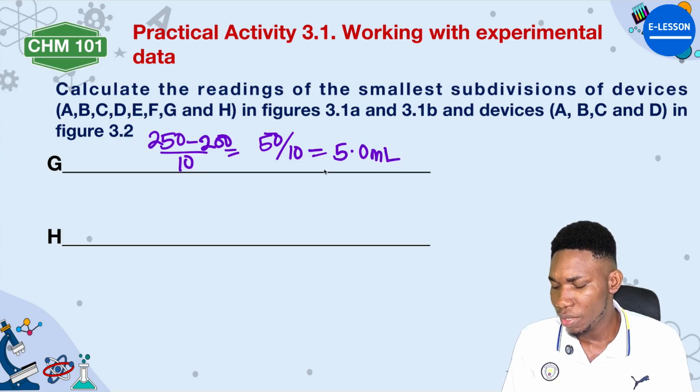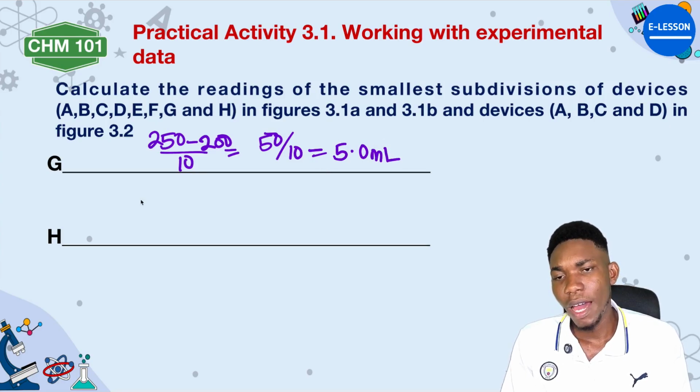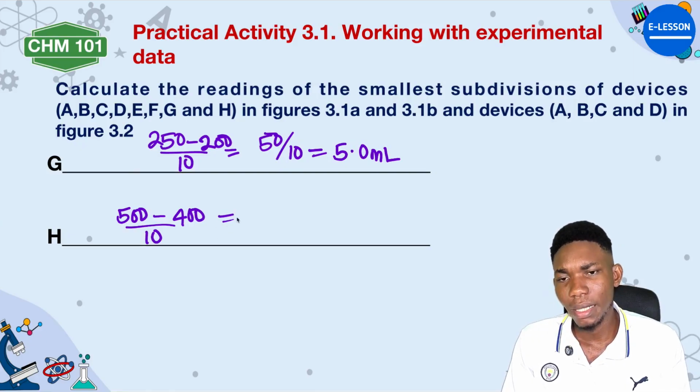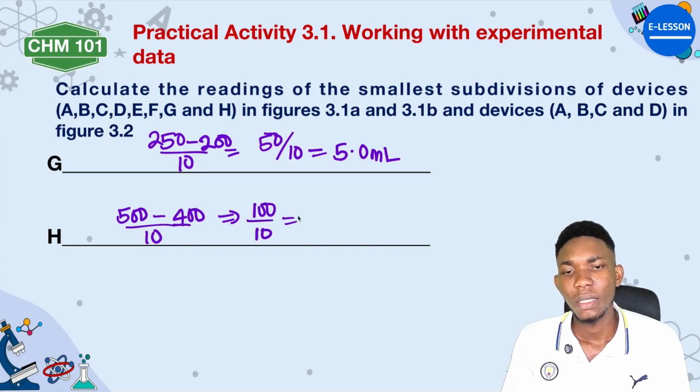Then for H, it is 500, if you look at it, minus 400, divided by what? 10, because between each of them is 10 marks. 500 minus 400 will give us 100, over 10, which will give us 10.0 milliliter. Is that okay?